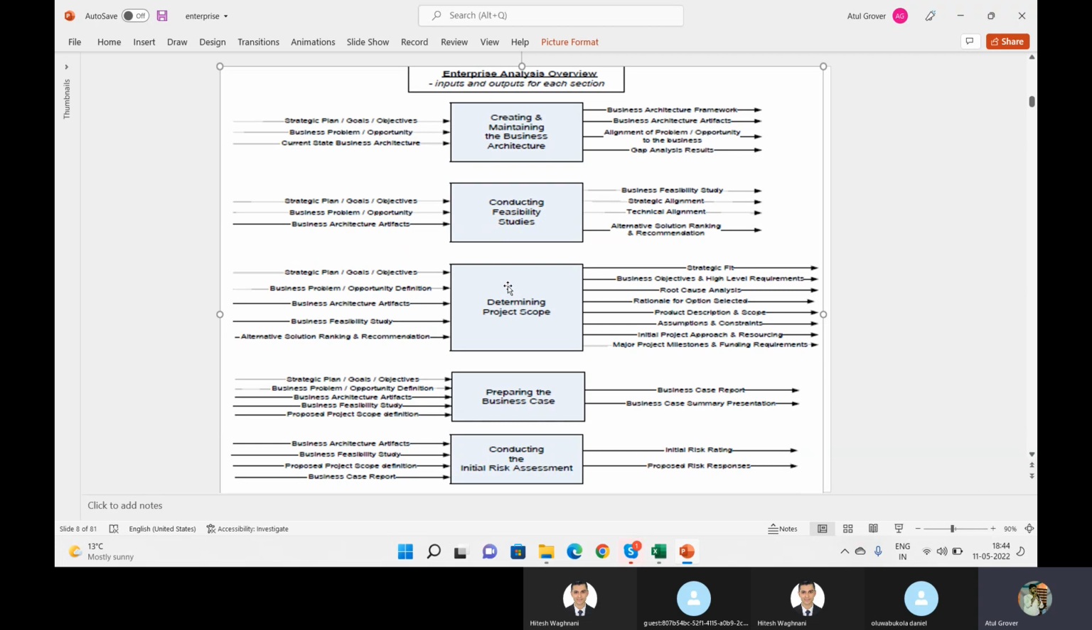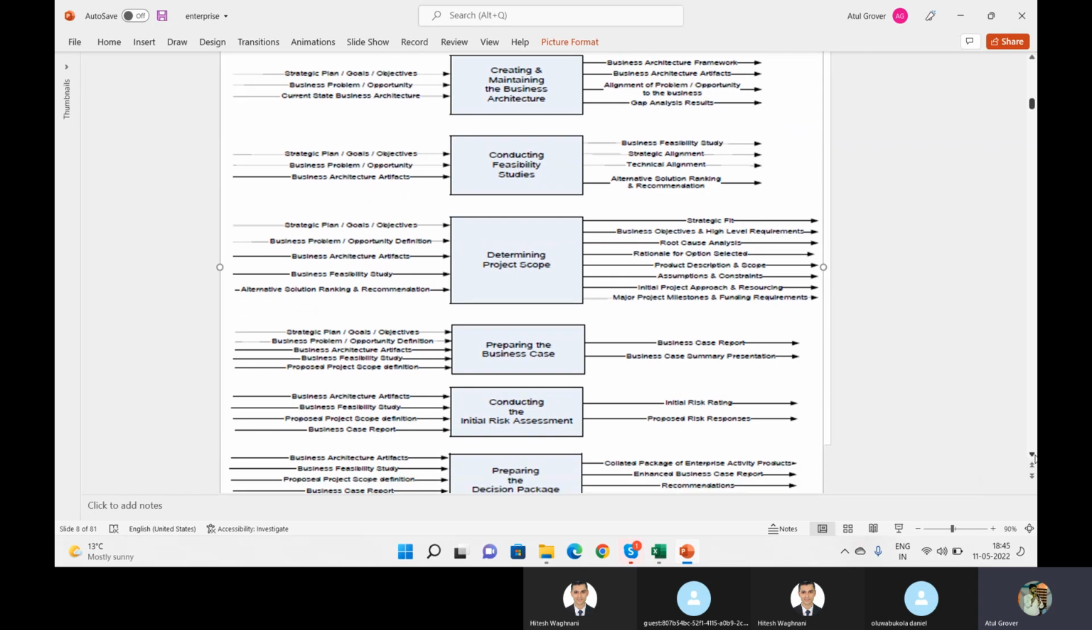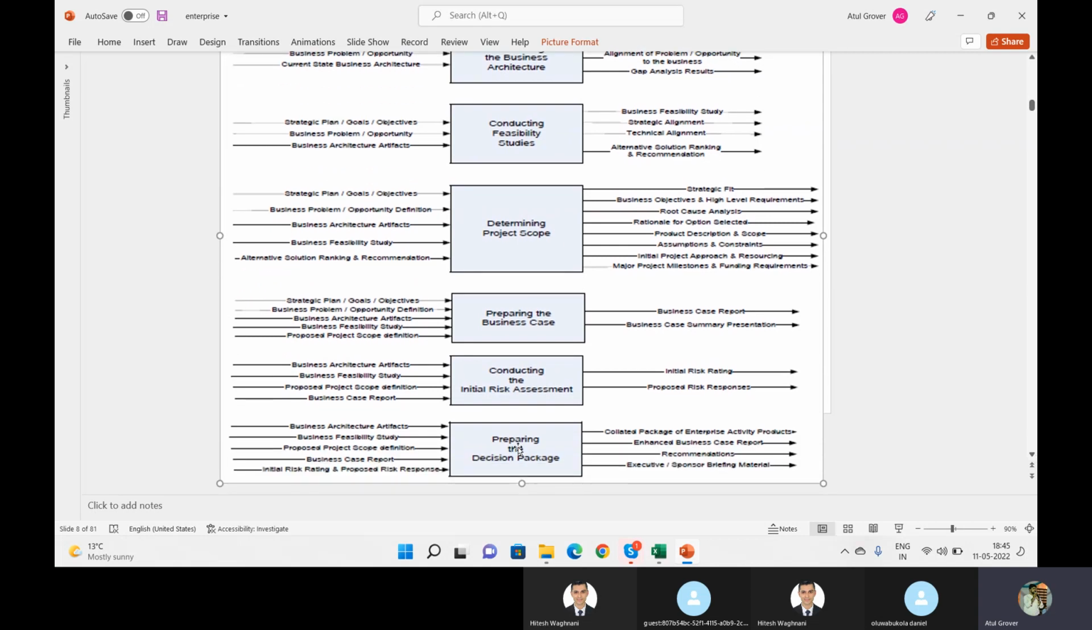So this is the thing which helps you understand the enterprise analysis overview, that is how a business actually starts up, or how a company gets a business, because every company has a problem statement. And to do that, initially they do their feasibility test, they do the project scoping, they prepare a business case, they go for the initial risk assessment, and finally they come with the decision package here. Who is the sponsor? Who makes the recommendation? How to enhance this part?